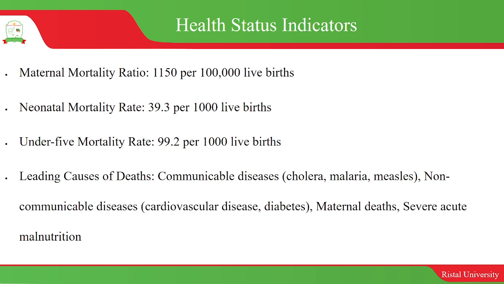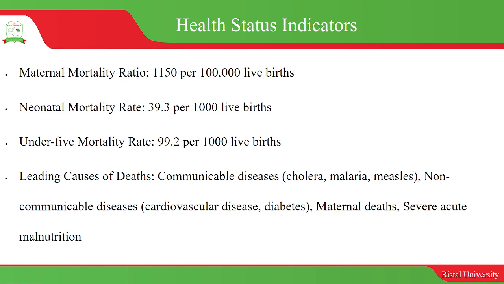So what are the health indicators in the country? Maternal mortality is one of the highest in the whole world, about 1,150 deaths per 100,000 live births. Okay, so we have one of the highest numbers of women dying because of pregnancy and childbearing processes. Neonatal mortality is still also high. That is at 39.3 per 1,000 live births.